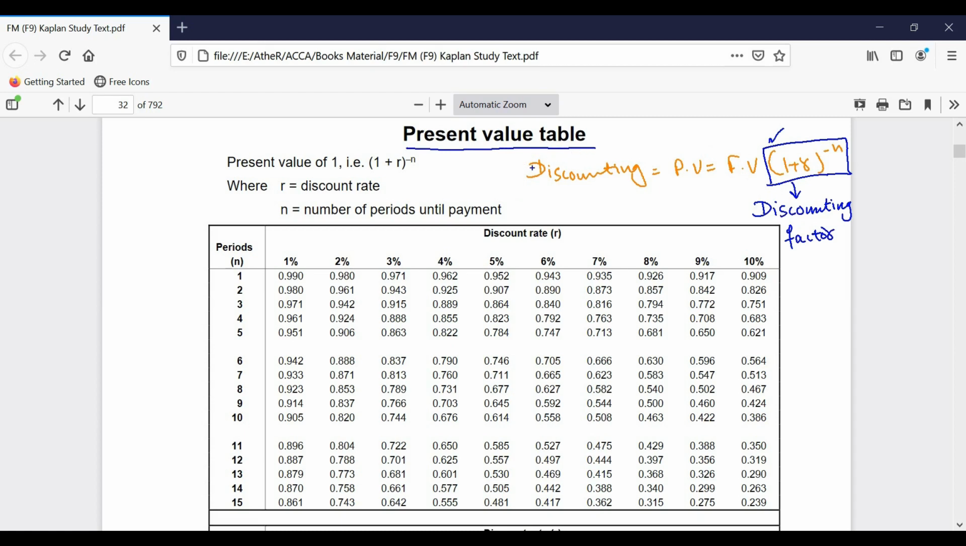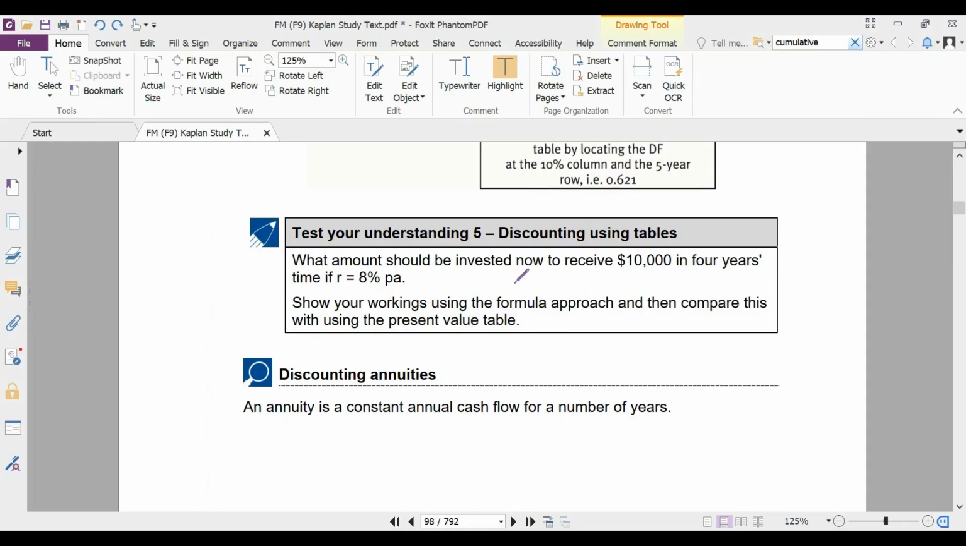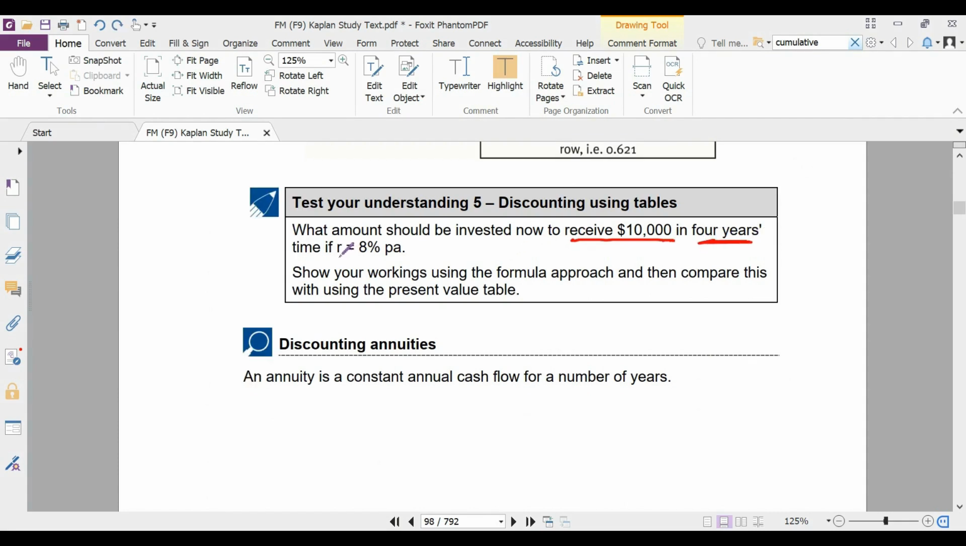Now we will solve an example to understand it in a better and clearer way. What amount should be invested now to receive $10,000 in 4 years if the discount rate is 8% per annum? We will solve it using both approaches, using the formula and using the table. To solve it I am going to my Excel sheet.